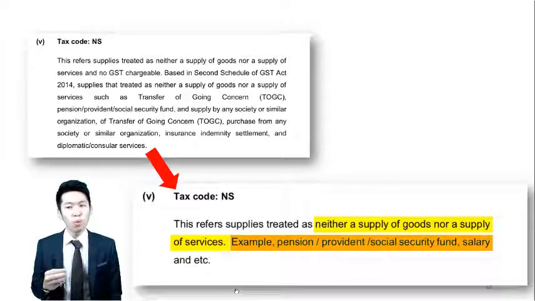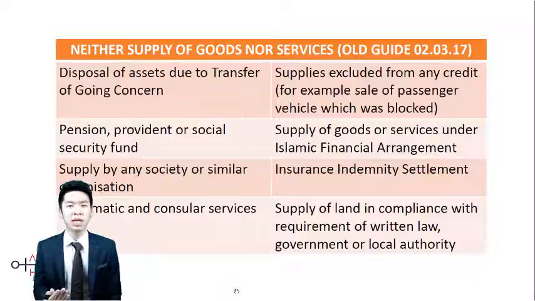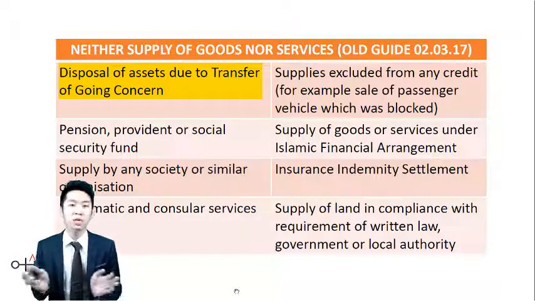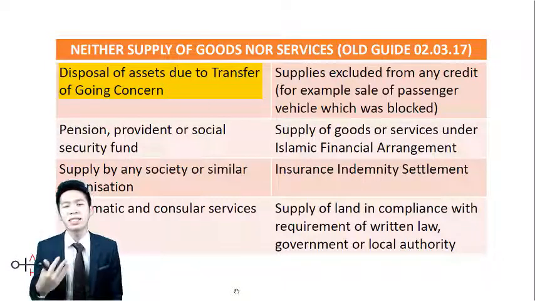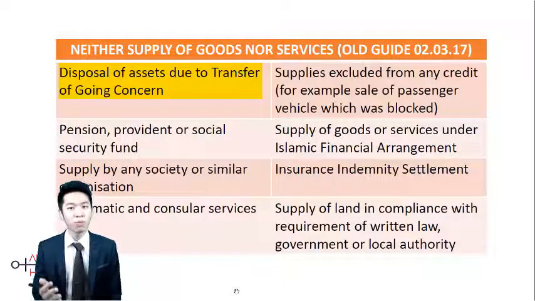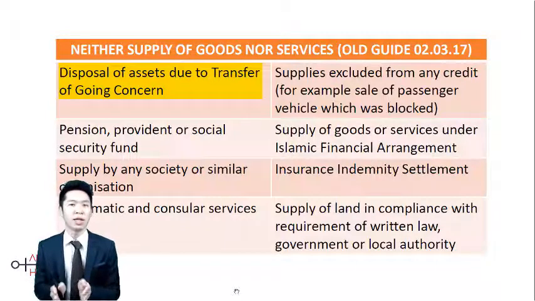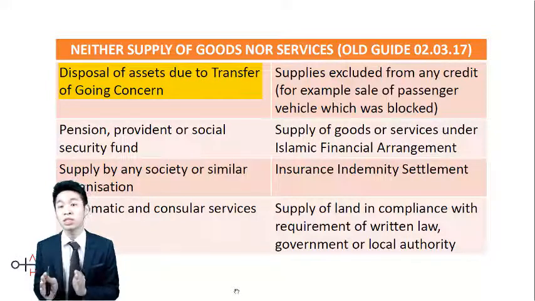Now, when we look at neither supply of goods nor services under the second schedule of the GST Act, the old guide says, and we'll highlight the important ones only, disposal of assets due to transfer of going concern. If I'm going to sell my assets due to business closing down, or if I sell a motor vehicle, a passenger car, which I bought after the GST effective date, for example after 1st April 2015. When I buy this passenger car, you agree, we block it, correct? When we block it, we block the input tax. Now, when we sell, there's no GST. It is actually under this, neither supply of goods nor services.